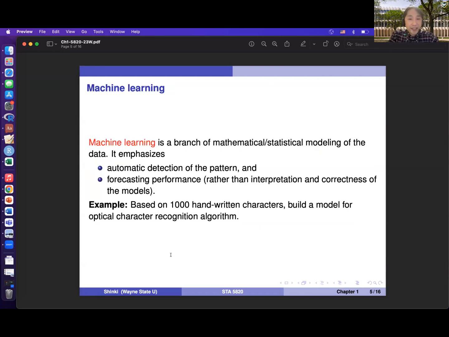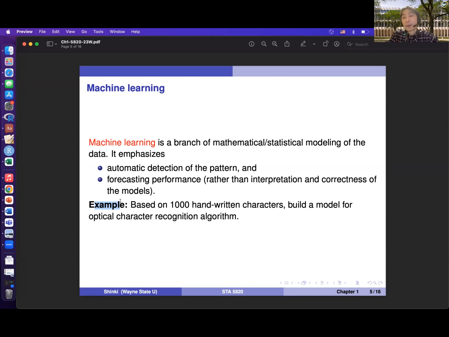Yeah, so you can study both in the mathematics department. Sometimes we need statistical modeling and the interpretation is important. And sometimes the automatic detection of patterns is more important. For example, based on 1,000 handwritten characters, they build a model for a character recognition algorithm. So this is a typical machine learning problem, right?